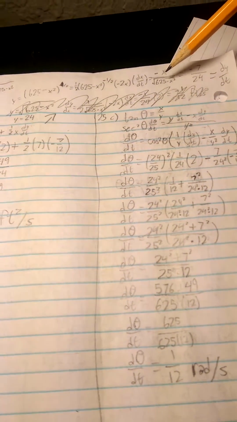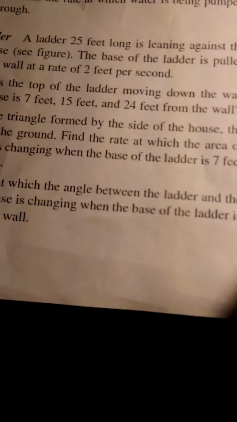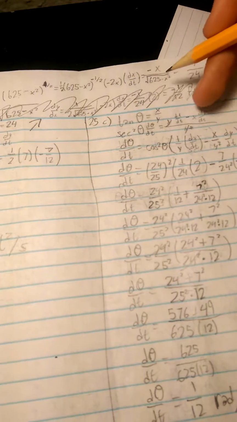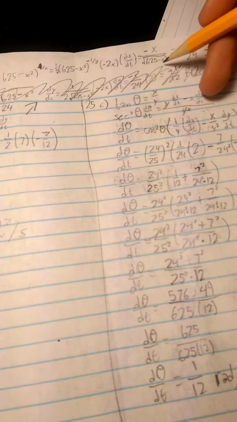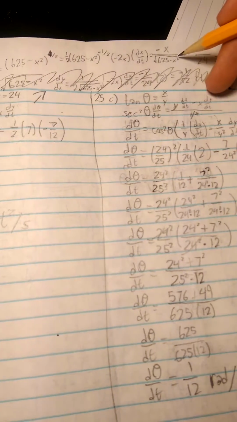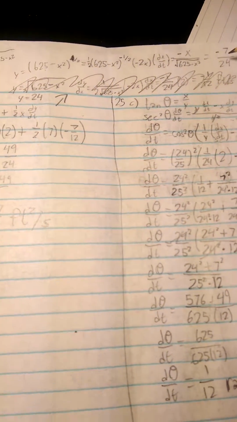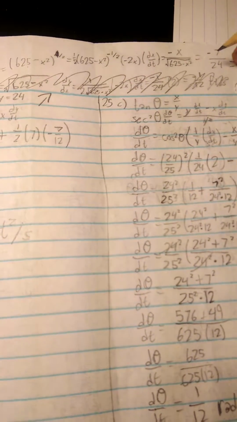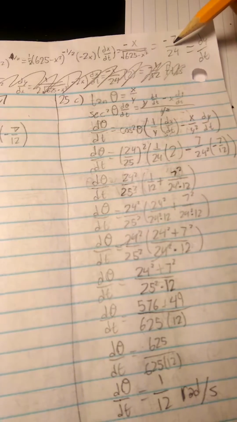Which, in this case, because b only asks for one value, just plug in 7 right here for x. So you're going to get 7 over the square root of, we already know, 625 minus 49, which equals 576. And the square root of 576 is 24. And that's going to equal dy over dt.